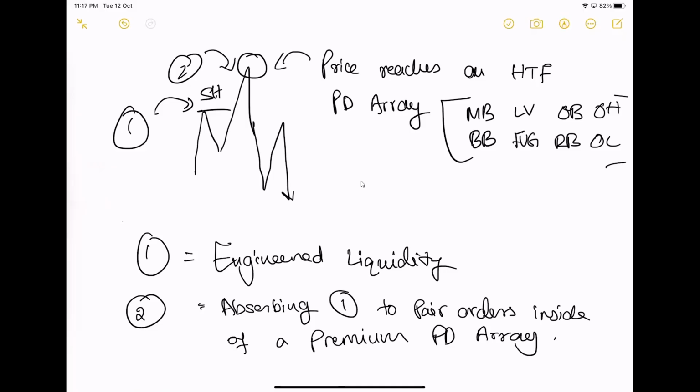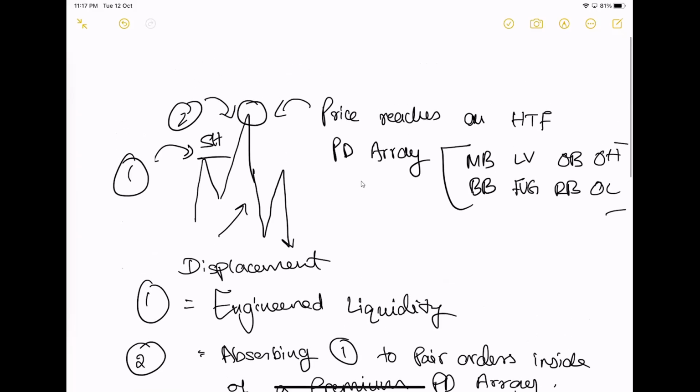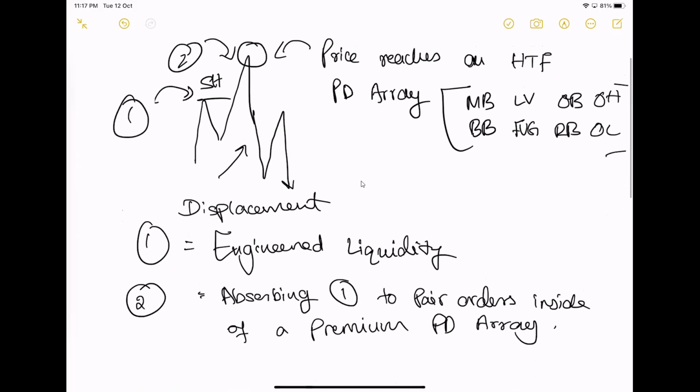And of course over here you have your what? Displacement. The initial move here is a displacement. So this initial move is your range creation. Listen carefully. This initial move over here, number 3, this big displacement down here, that is known as a range creation. You are creating a new range.